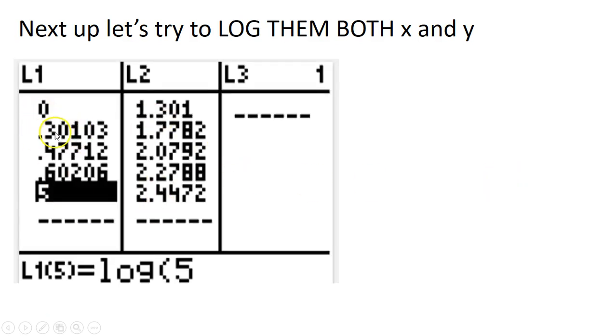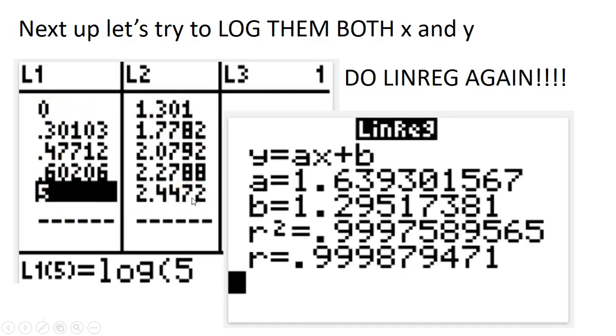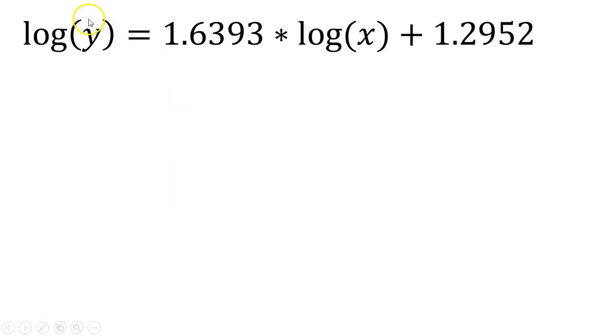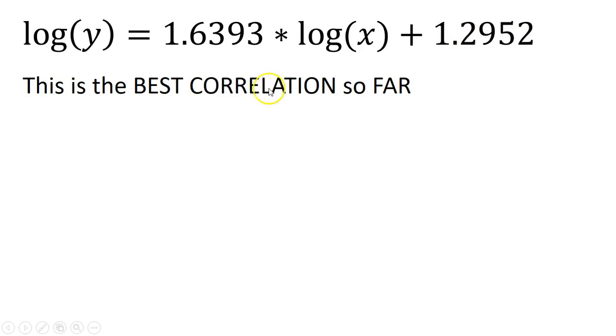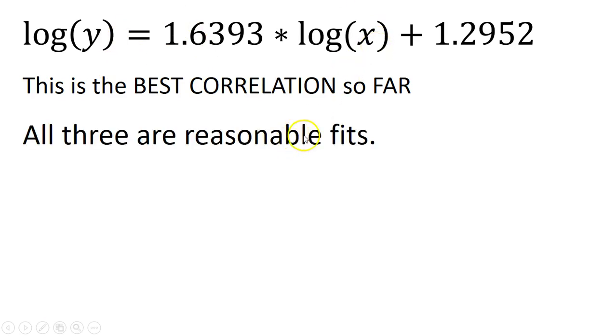So if I log both of them to see what I get, I went through and logged both of them now. Do line reg again, and to save us the time, that's what we get. And now look at those bad boys. Those look pretty close to 1. They look the best if I log both. Which means log y equals that times log x plus that number. That looks much closer. That's the best correlation line that we have so far, if I log both values. So that's the best one.